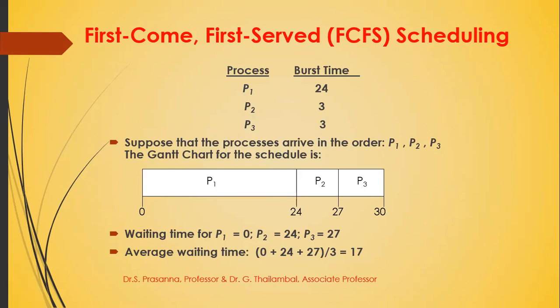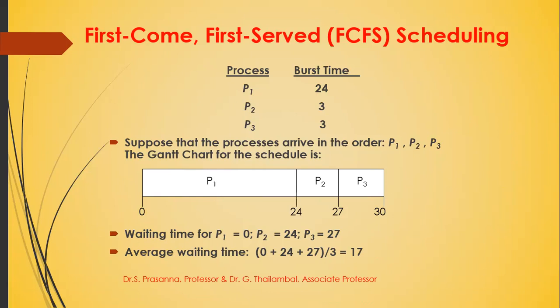A Gantt chart is a chart which provides the details about how the processes are allocated to the CPU on a first come, first served basis. If you take this Gantt chart as an example, at time 0 the P1 process arrived, and the burst time of P1 is 24. So at time 24, P1 completes its execution. And P2 arrives next, with a burst time of 3.